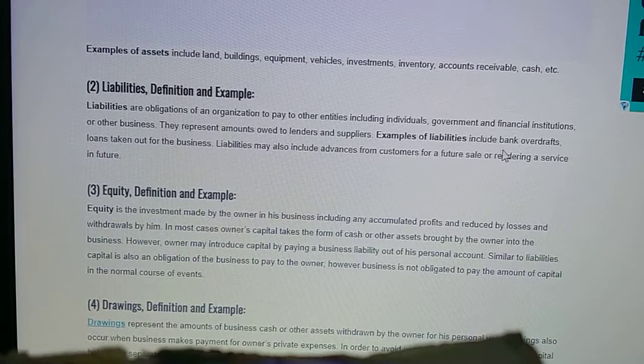Examples of liabilities include a bank overdraft. Okay, this is your liability. If you have taken it, then you need to pay. Similarly a loan, if you have taken the loan, then you need to repay it, and a couple of things you need to pay. These terms are known as liabilities.